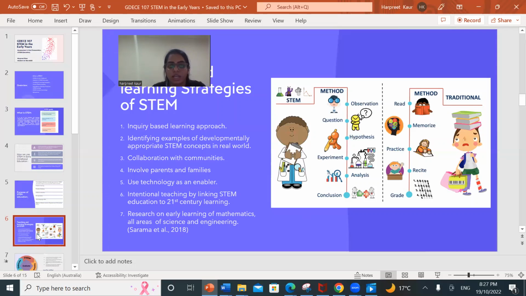and helps them with school transitions or school readiness. And then intentional teaching, by linking STEM education to 21st century learning, all the STEM education needs to be intentionally effective. And then at the end we can say there needs to be good research on early learning of mathematics, all areas of science, which can be physical science, chemical science, or biological science, and all concepts of engineering, all kinds of designs and everything, and how we can add them more.